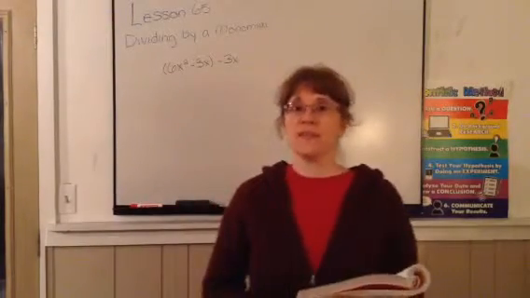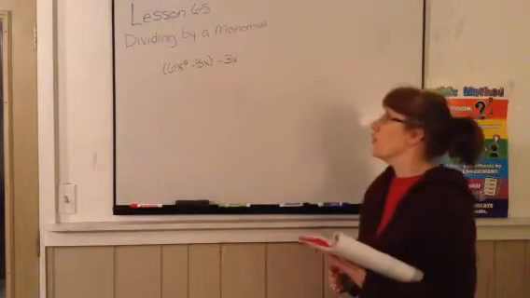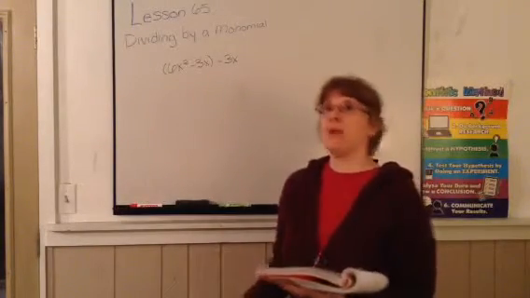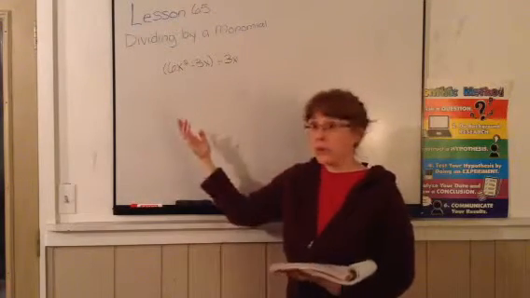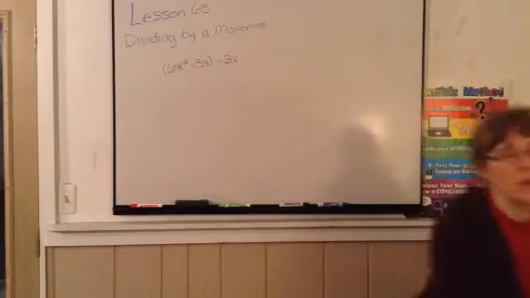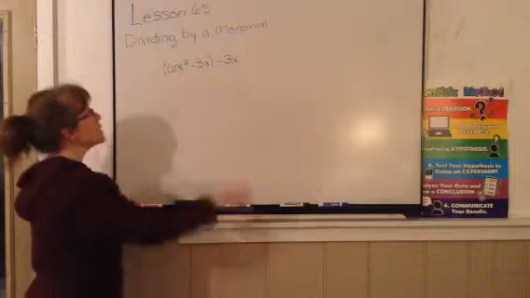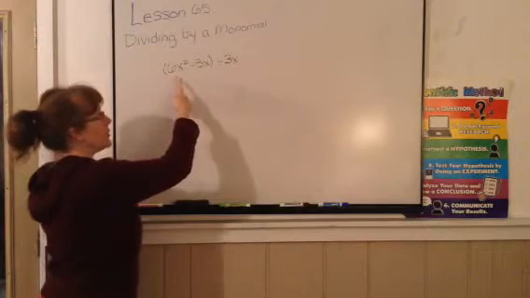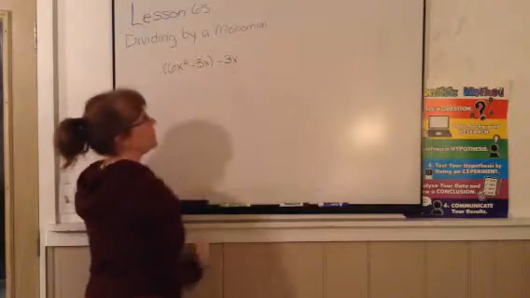Welcome to lesson 65. We are dividing by monomials. So what does that mean? Well, basically what that means is we can have a binomial or a polynomial and we can divide it by a monomial. So our problem here is we have the binomial 6x squared minus 3x and we're dividing that by 3x.